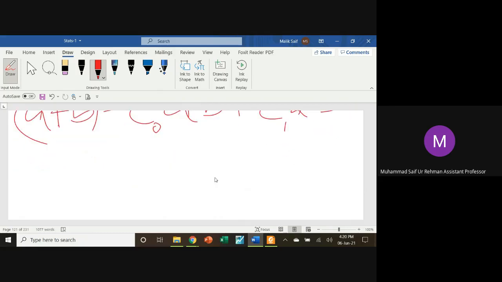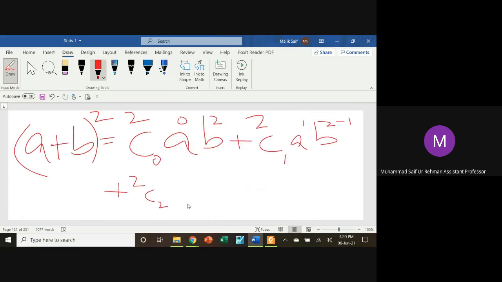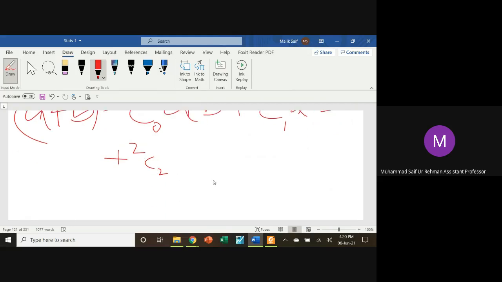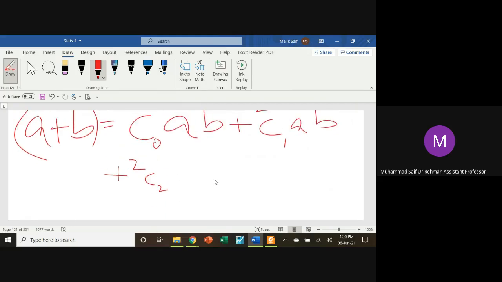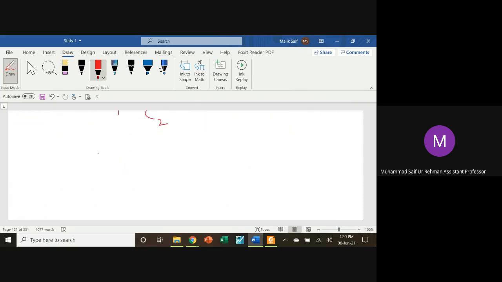So this plus the third term will be 2C2, and you can't go beyond this because 2C3 is not possible. You may move up to 2C2. Finally, there may be NCN. Okay, the final term may be NCN. So if n is equal to 2, the final term will be 2C2. 2C3 is not possible. 3C2 is possible, but 2C3 is not possible. This is wrong. This is fine.